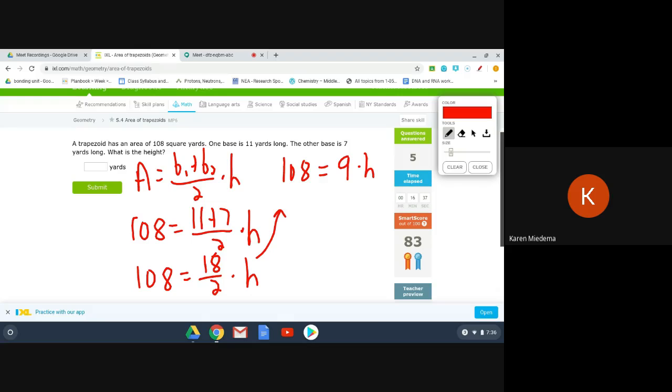And then to get H by itself, to undo multiplying by 9, I need to divide both sides by 9. Again, you could use your calculator if you need to. 108 divided by 9 is 12. So I get that my height is 12.